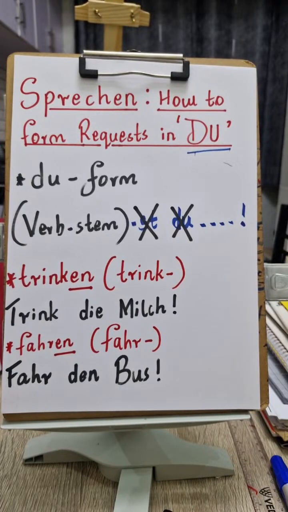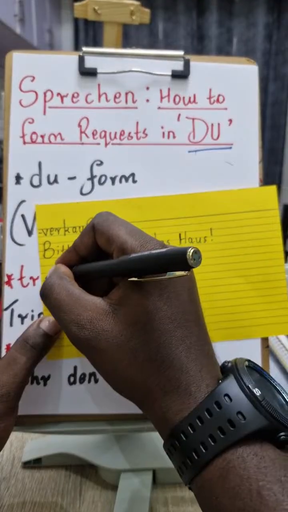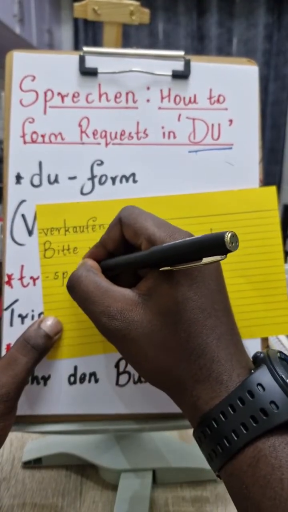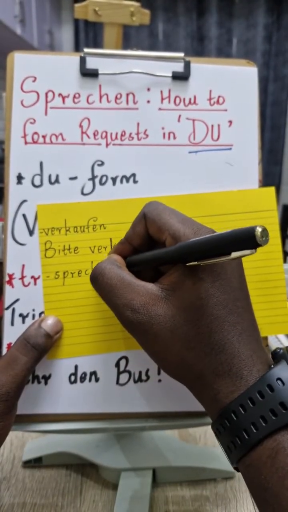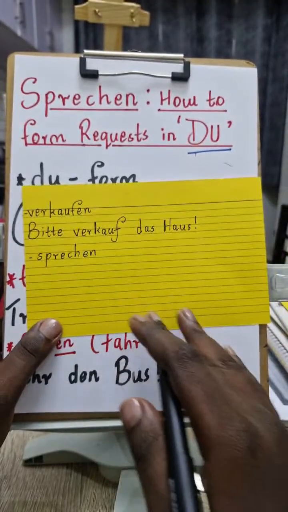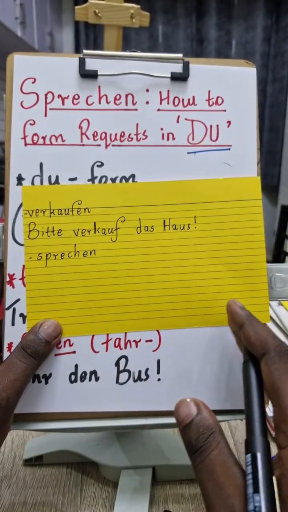Okay. Now let's bring in also an irregular verb, because in some instances you might be given an irregular verb. A good example of an irregular verb is sprechen. Sprechen is a good example, right? So let's use sprechen for a moment here. So this is the verb sprechen, to speak. Now for this one, I don't remove en.